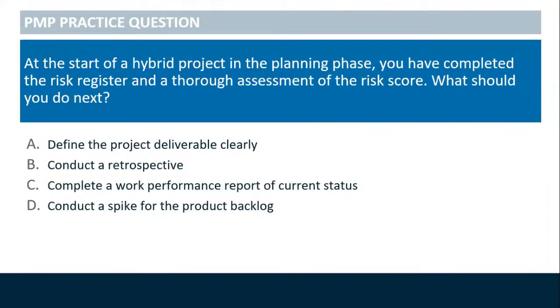At the start of a hybrid project, in the planning phase, you have completed the risk register and a thorough assessment of the risk score. What should you do next? A, define the project deliverable clearly. B, conduct a retrospective. C, complete a work performance report of current status. And D, conduct a spike for the product backlog. The timer will begin.